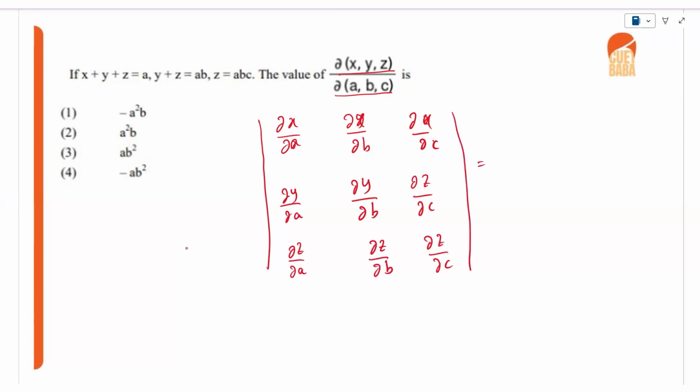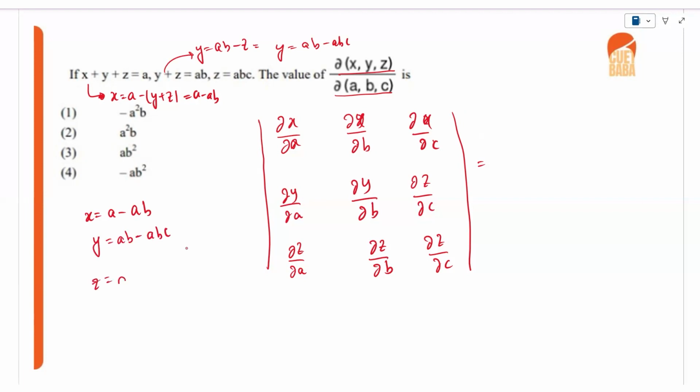When we calculate the expression for x, x is equal to a minus (y plus z). So y plus z is ab, so it is a minus ab. So x is equal to a minus ab. Similarly, y is equal to ab minus z. That means y is equal to ab minus abc, and z is equal to abc.